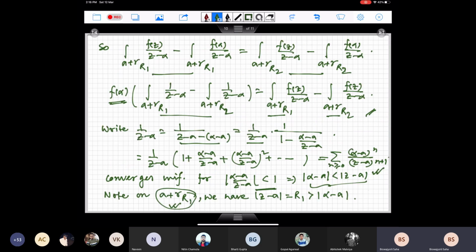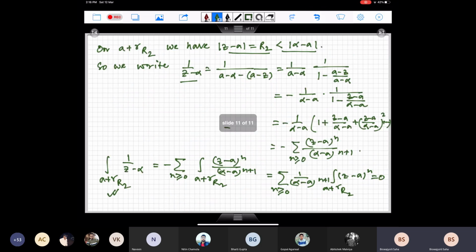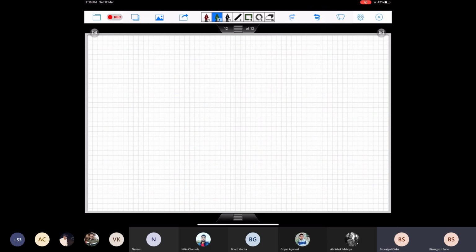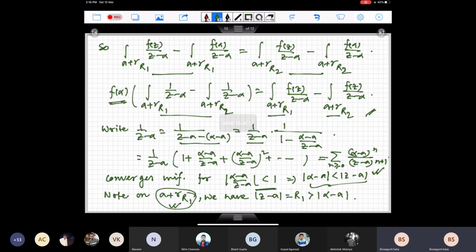That's good. So therefore what happens? This integral goes away, right? That becomes 0. Fine, let us now focus on the other one. So now I have to integrate over a plus gamma r1 of 1 upon z minus alpha. Okay, so that's the component I'm now looking at.